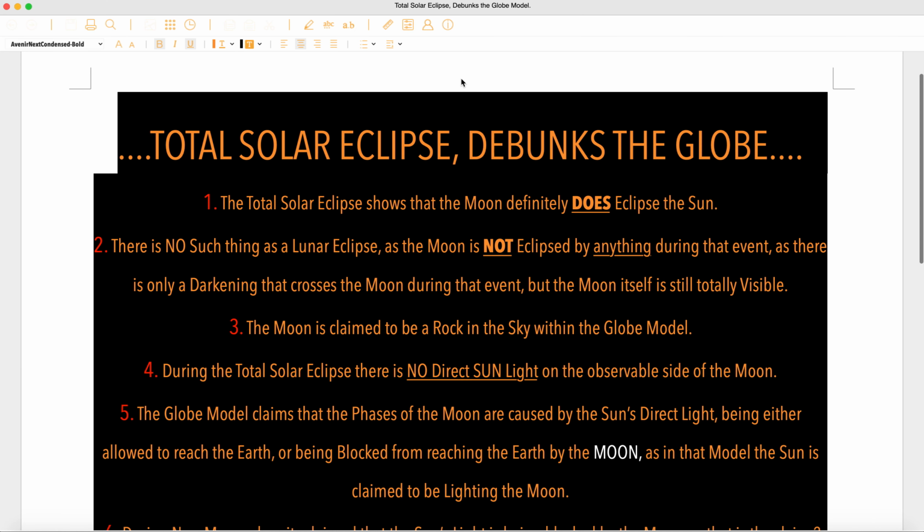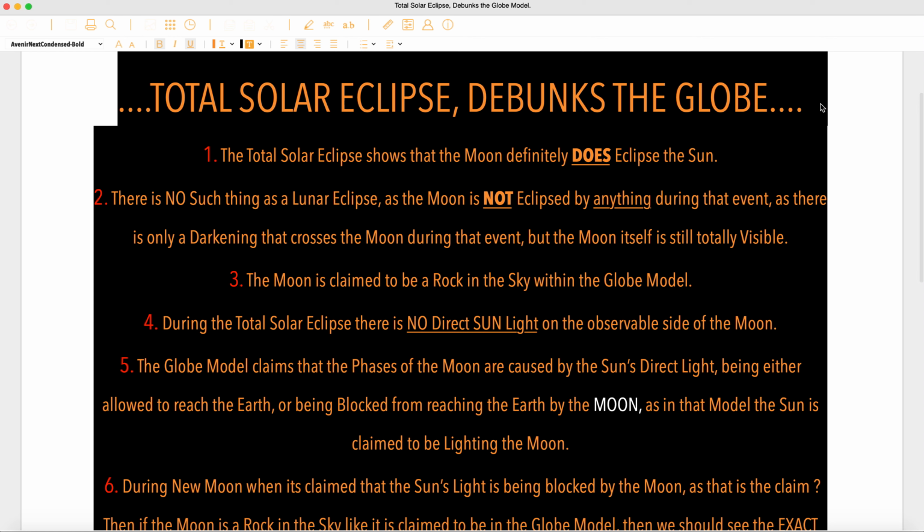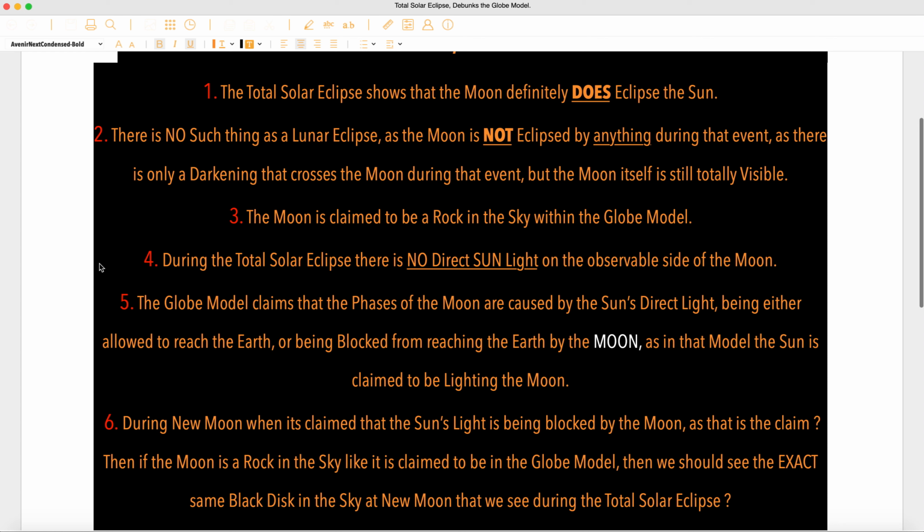Okay. Total solar eclipse debunks the globe. One: the total solar eclipse shows that the moon definitely does eclipse the sun. Right? We just saw that. Two: there is no such thing as a lunar eclipse, as the moon is not eclipsed by anything during that event, as there is only a darkening that crosses the moon, but the moon itself is still totally visible. Three: the moon is claimed to be a rock in the sky within the globe model. Four: during the total solar eclipse, there is no direct sunlight on the observable side of the moon.